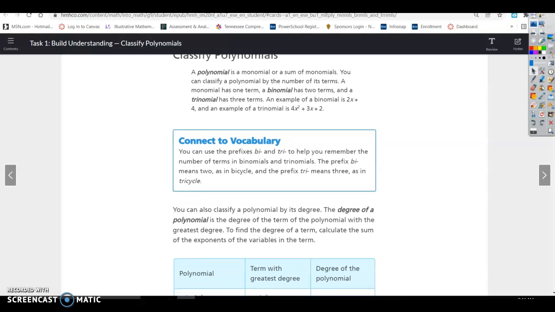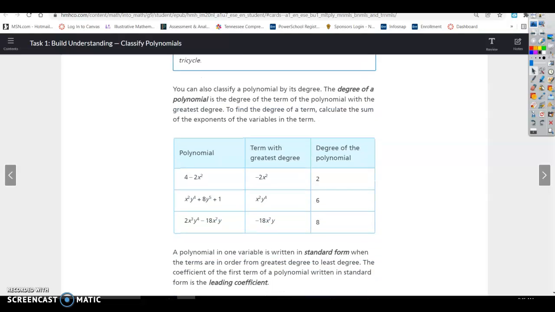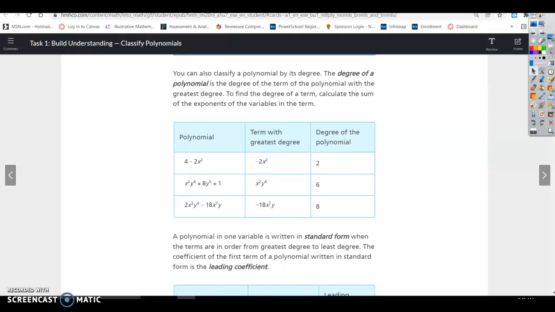Connect to vocabulary. You can use the prefixes bi and tri to help you remember the number of terms in a binomial and trinomial. The prefix bi means 2, as in bicycle, and the prefix tri means 3, as in tricycle. All right, you can also classify a polynomial by its degree.